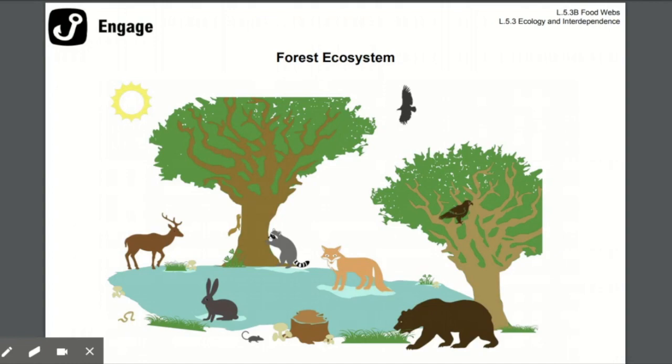So the first thing it asks us to do is label some biotic or living things and some abiotic or non-living things of this ecosystem. So let's talk biotic first. What do you see in this ecosystem that's living? Well, I bet you would tell me a deer, a snake, a rabbit, a raccoon, a fox, a bear, a hawk. Yes, all of those things are living.